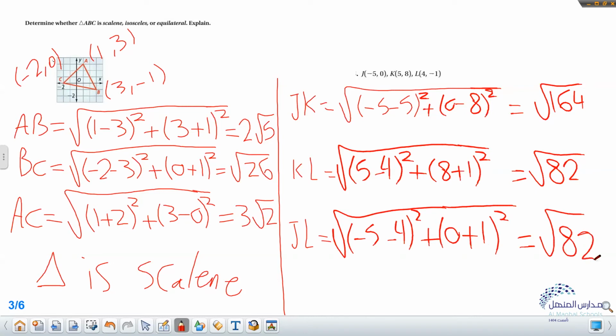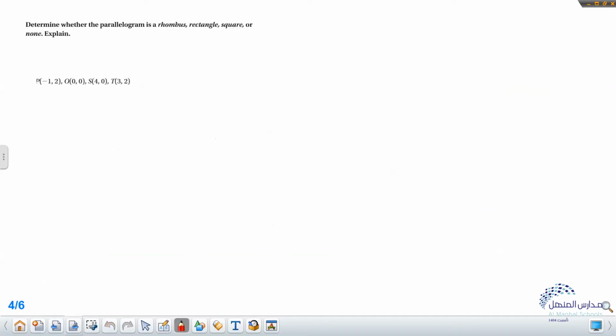We notice that you have two equal sides and the third one is different. So this triangle is what? This triangle is isosceles triangle. Okay, so by this method you can determine the type of triangle. Find the distance, or the three lengths of the three sides of the triangle. Let's go to the next.